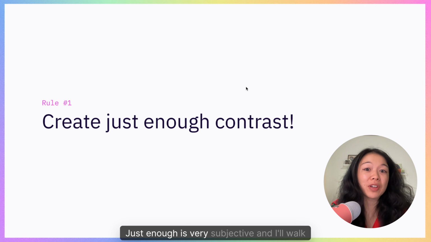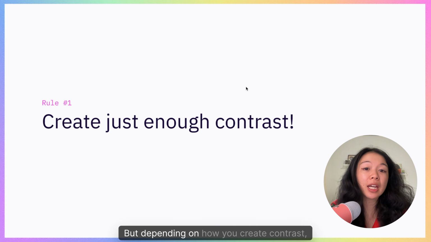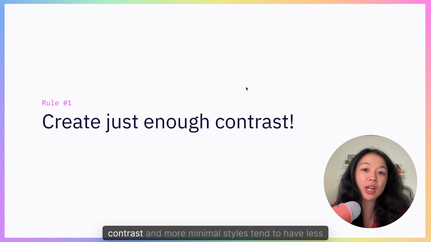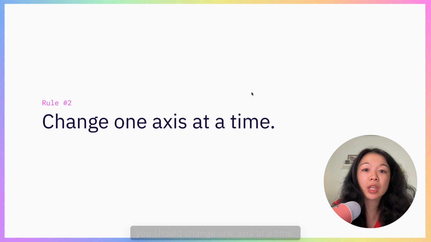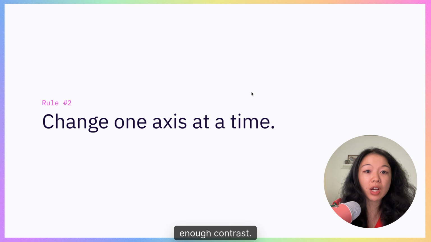Just enough is very subjective, and I'll walk through some examples of what just enough means in a little bit. But depending on how you create contrast, it kind of shows your visual style. So dramatic styles tend to have more visual contrast, and more minimal styles tend to have less visual contrast. In order to create contrast, you should change one axis at a time. And so this will help you assess if you're creating just enough contrast.